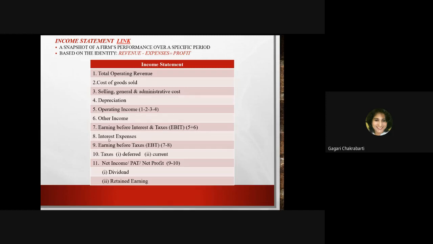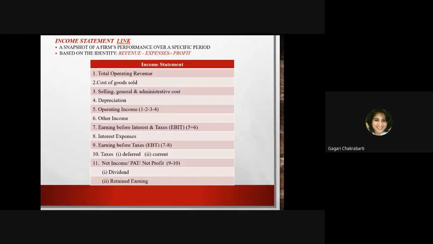So these interests are tax free. Therefore, the interests are first paid, and then we calculate the taxable income. That is called the earning before taxes, EBT. EBT is calculated as EBIT minus all kinds of interest expenses. This is the amount on which the firms will be taxed.